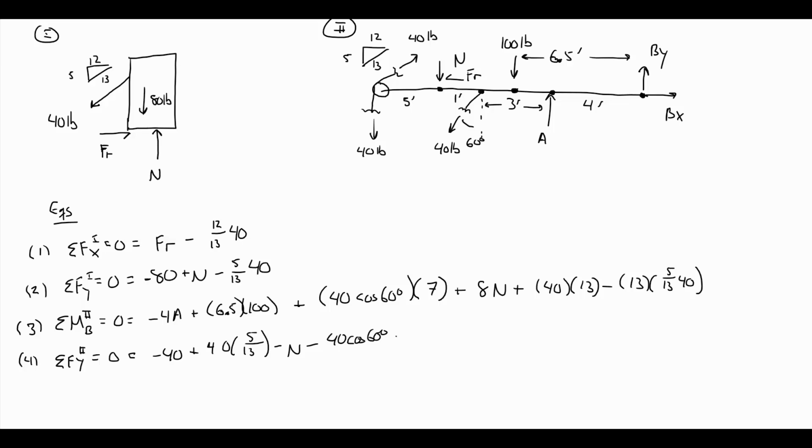I will have minus 100 from the weight of the beam itself, plus A plus By. By the time I get to equation 4, I will know A from equation 3. So finally, I will have equation 5. Summing forces in the x direction in picture 2 will give me, again, I'll work left to right, a positive 12/13 times 40 minus the force of friction, which I already know, minus 40 sine 60, and a plus Bx. And here Bx will be the only thing I don't know.